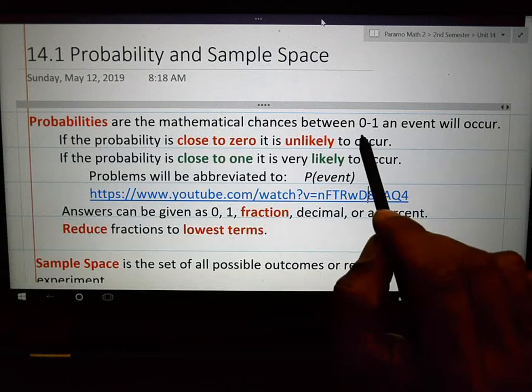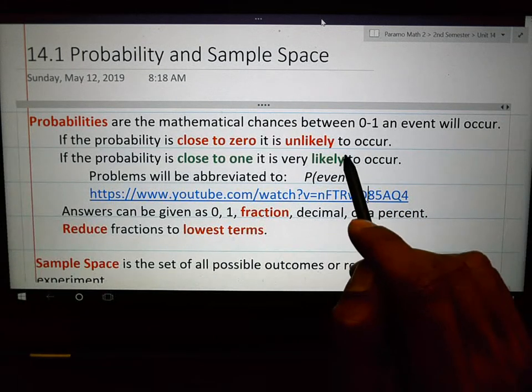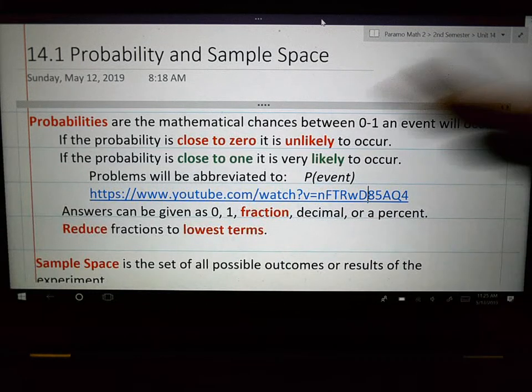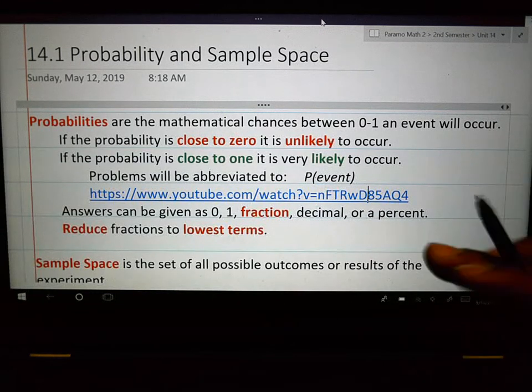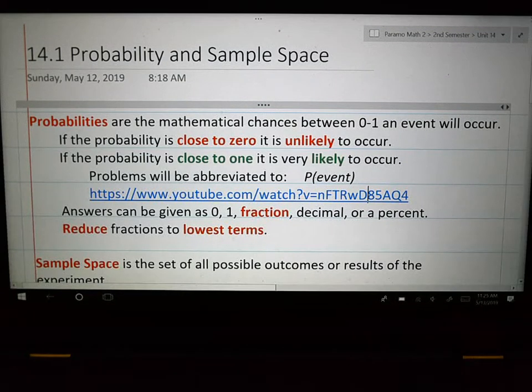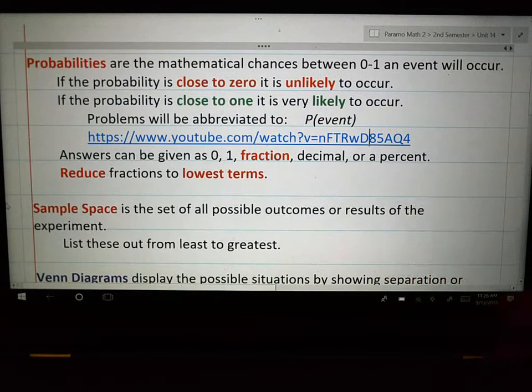You can have a probability of 0. You can have a probability of 1. 0 means it's not going to happen. 1 means it is definitely going to happen. And you'll see some examples as we go through this worksheet today. So let me see what I have here.